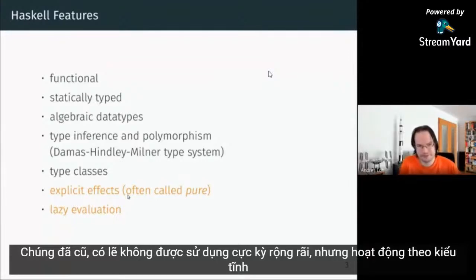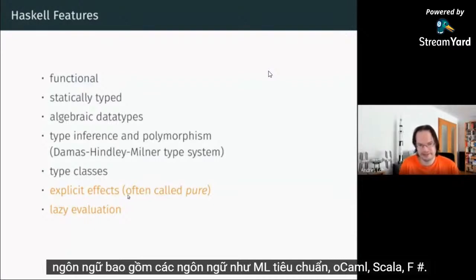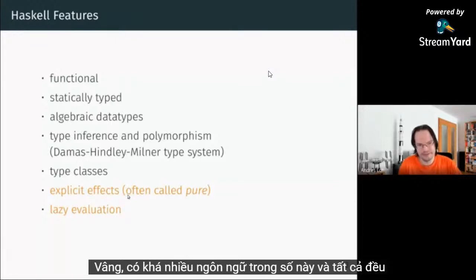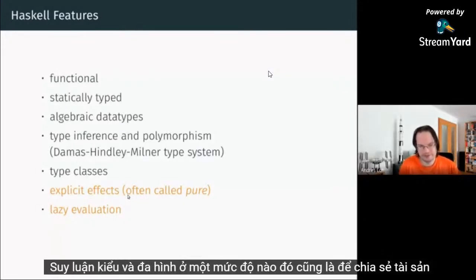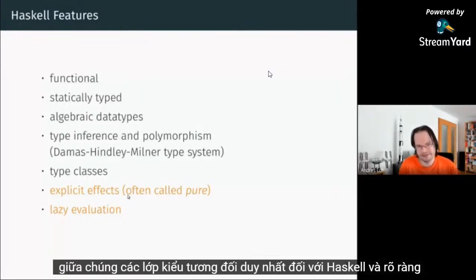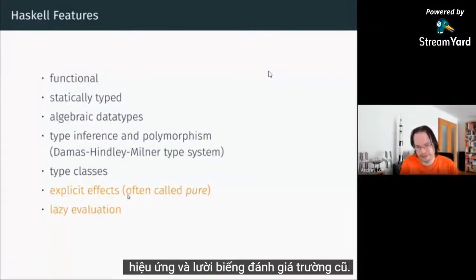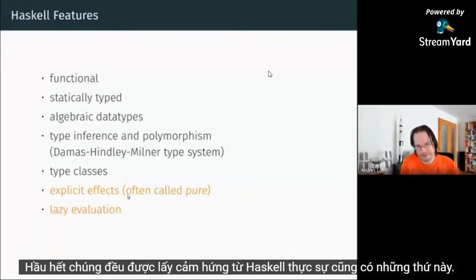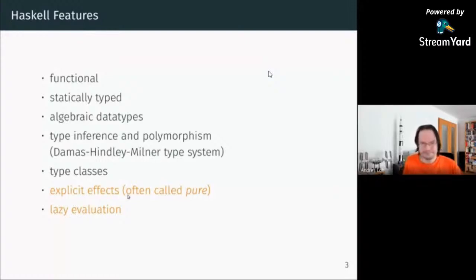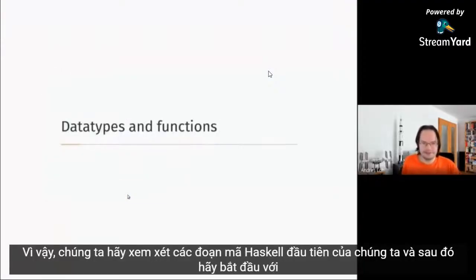Okay. Yeah, so as I said, functionally and statically typed languages, there are actually quite a few out there. They're all perhaps not extremely widely used, but functional statically typed languages include languages such as standard ML, OCaml, Scala, F#. So yeah, there are quite a few of these languages, and they all essentially have algebraic data types. Type inference and polymorphism is also, to some extent, a shared property between them. Type classes are relatively unique to Haskell, and explicit effects and lazy evaluation are really specific to Haskell. There are a handful of other languages, most of them are inspired by Haskell actually, that have these as well, but relatively few.